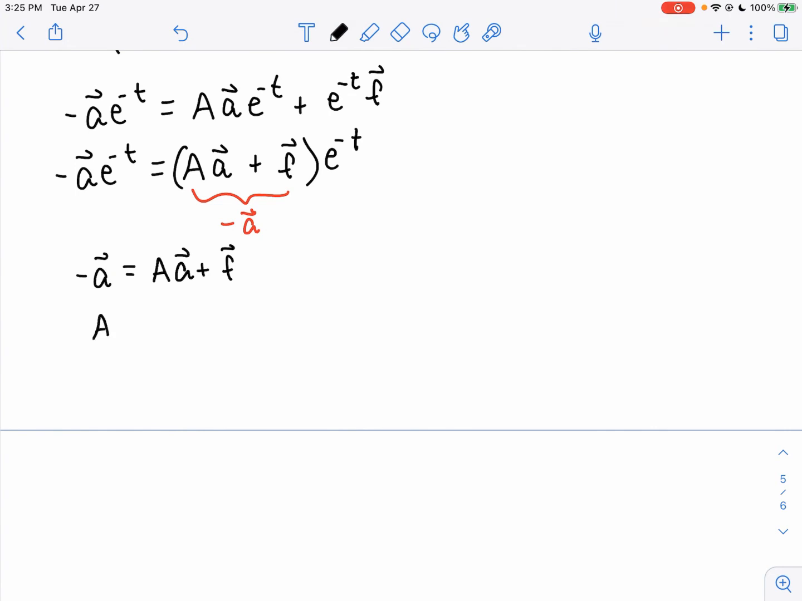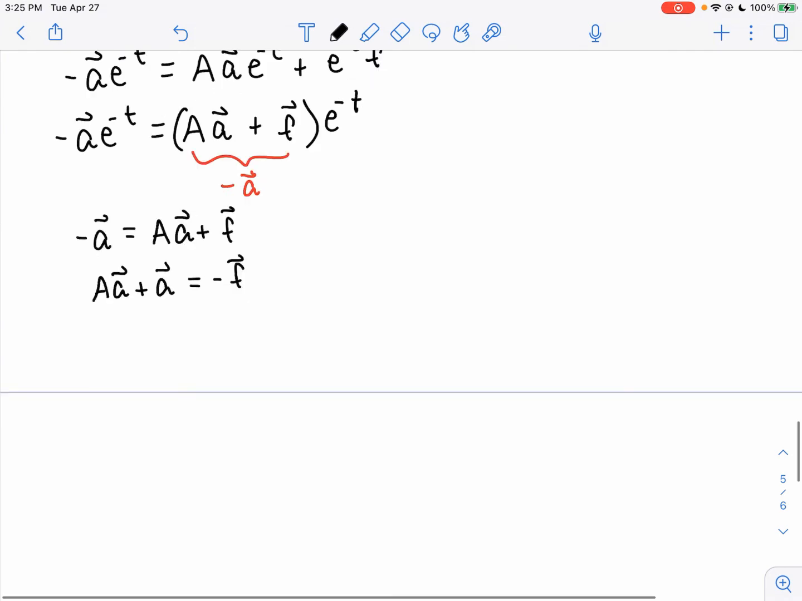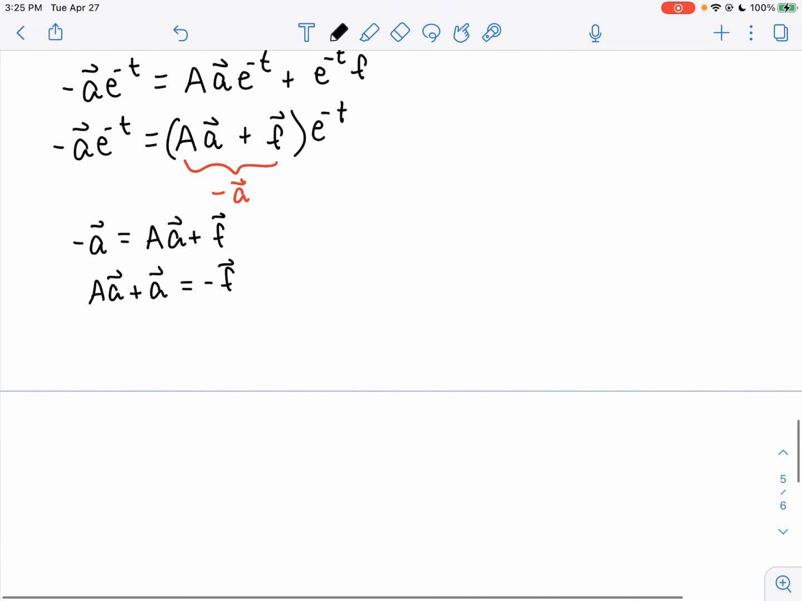And I'm going to write matrix A first. So we have matrix A times vector a plus vector a is equal to the negative of vector f. And factor out vector a. And when you factor out vector a, you can't just put a 1 here, because this would lead to a nonsense statement, right? A matrix plus a scalar is not possible.